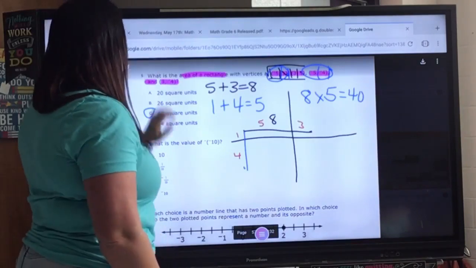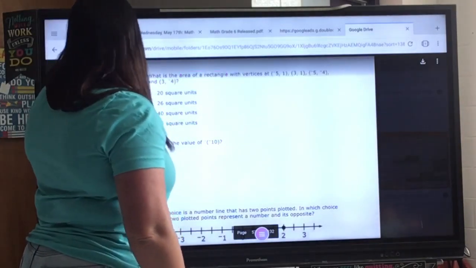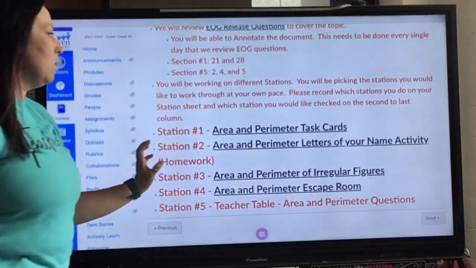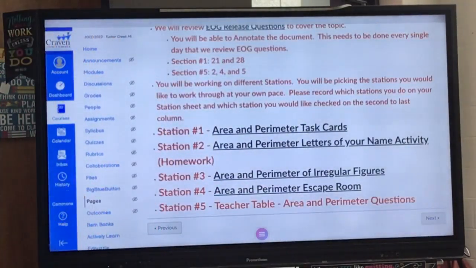Today, we're moving into area and perimeter. So just like yesterday, you have your option to work on whatever you want. If you want a hard copy of these task cards, I have them. Okay, sometimes we like to be able to look at the paper rather than see it on our iPads. You're picking one of those.